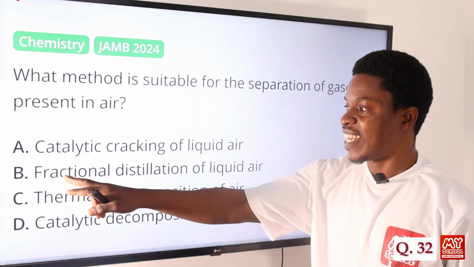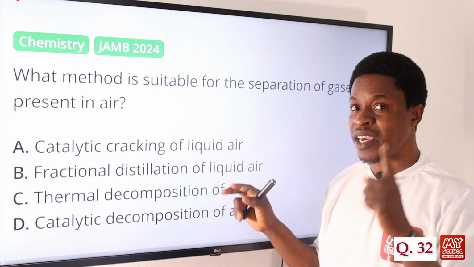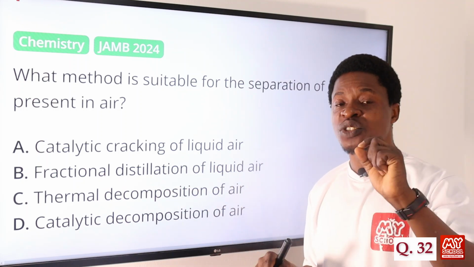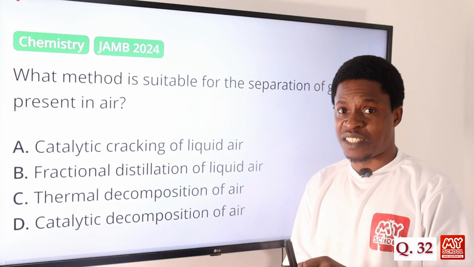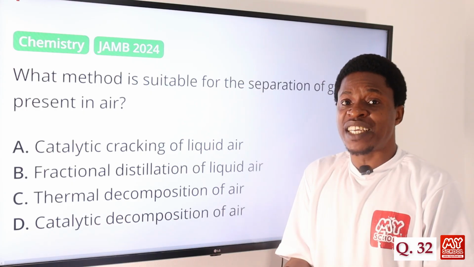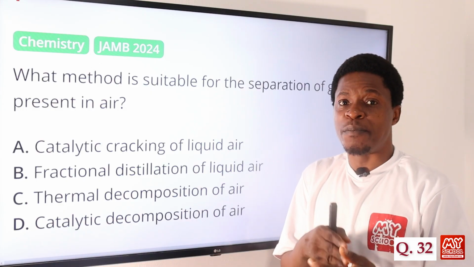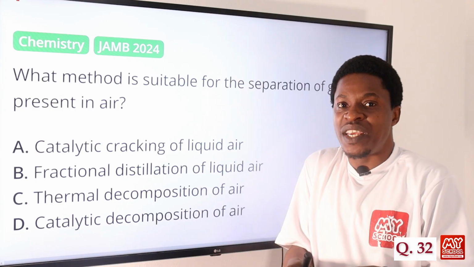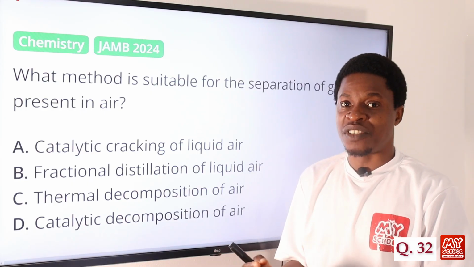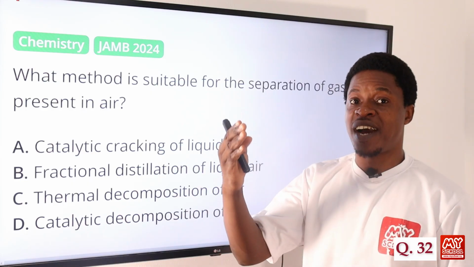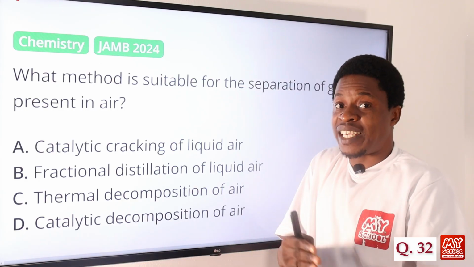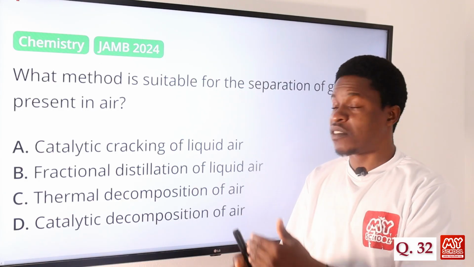So the correct answer here is fractional distillation of liquid air, because number one, you will need to liquefy the gas first. Liquefaction of the air means that the air will be turned into liquid air. How do you do that? All you need to do is increase the pressure and then reduce the temperature. Then when you do that, the air would be liquefied.